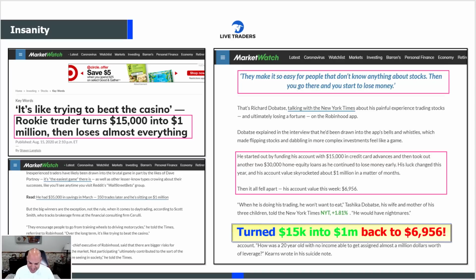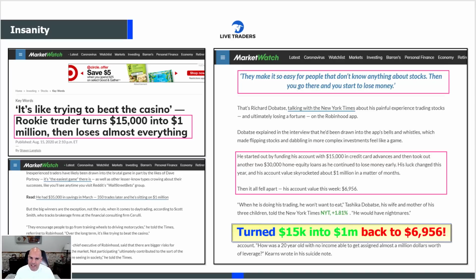I don't even know what to say. Yeah, 19.97%. That's fantastic. I mean, I shouldn't be laughing at this, but this is how insane this is. And yet, this person was playing the victim. Okay? They make it so easy that you don't have to know anything about stocks, and then you go there and you start losing money. So they're blaming the brokerage houses for making it, quote, too easy to sign up to be a trader.